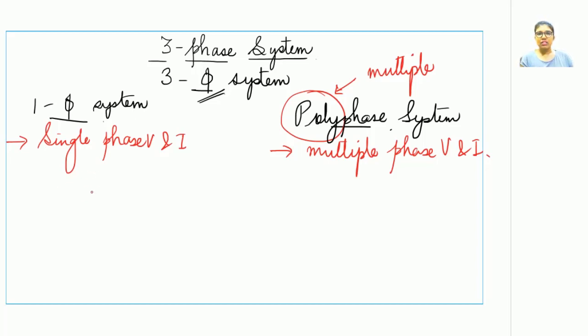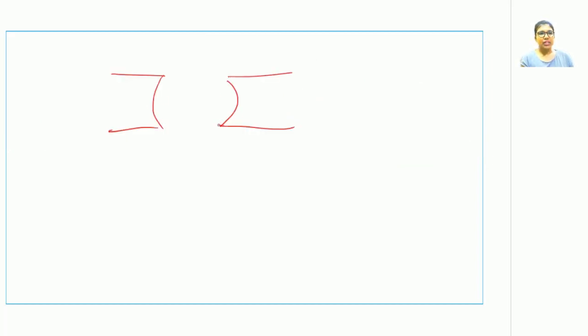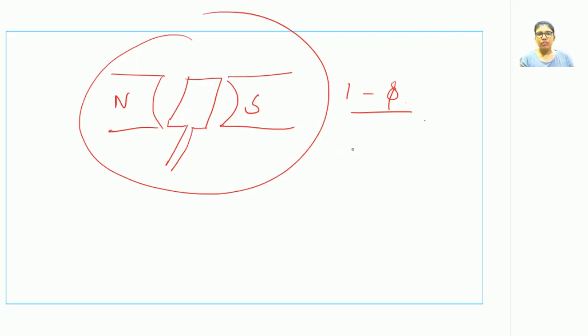Let us go back to the basics of generation concept. A generator setup looks something like this. This represents the electromagnet and there is a coil being placed in this electromagnet. Now when this coil is made to move within this electromagnetic field, a current is being produced according to Faraday's laws of electromagnetic induction, or the voltage that is being produced by this type of setup is a single-phase system.